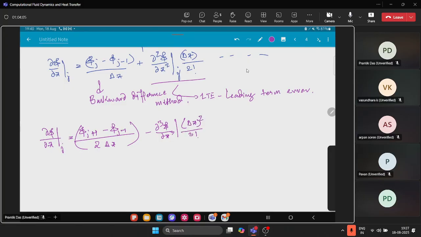Okay, so is it clear to all of you? This one is the central difference method.